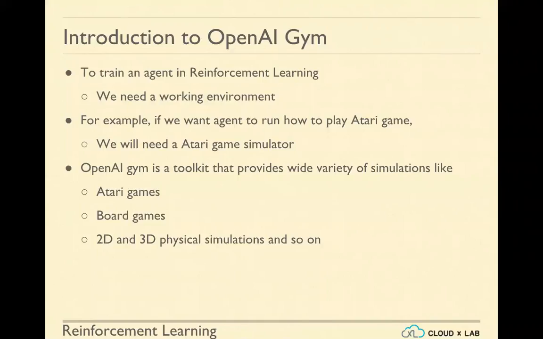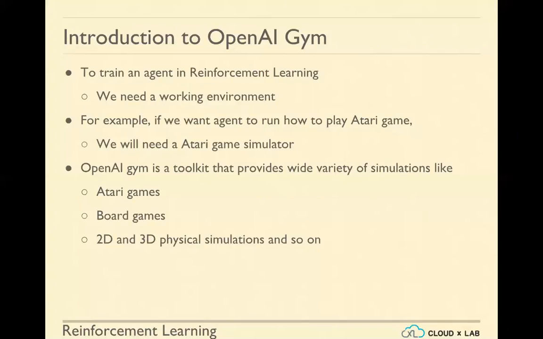But luckily, there are some open source projects such as OpenAI. OpenAI has an open source package called Gym, which is a toolkit that provides a wide variety of simulations like Atari, board games, and 2D and 3D physical simulators and so on. So we don't have to create the simulator or hook ourselves to the simulator. We already have one provided by OpenAI.